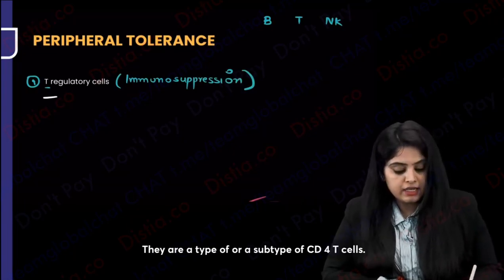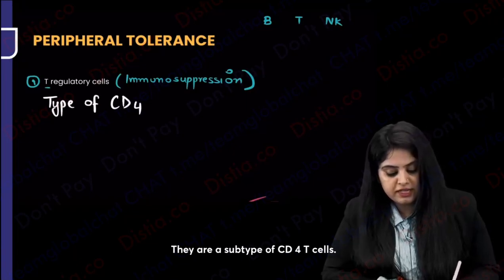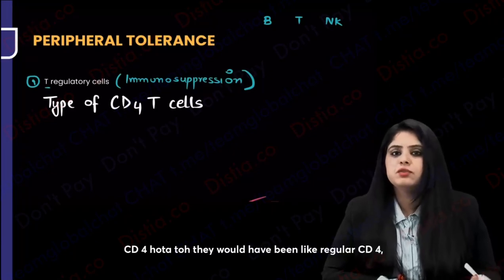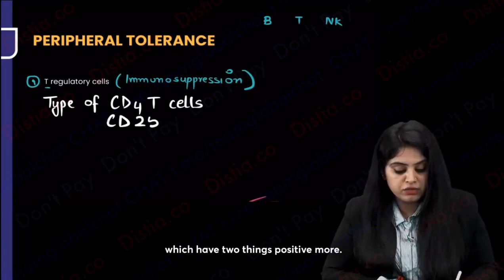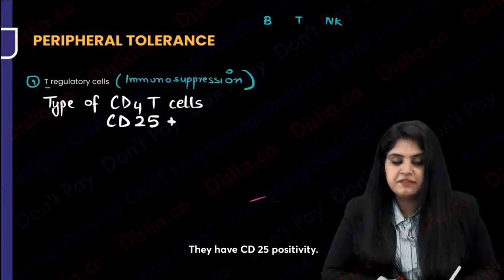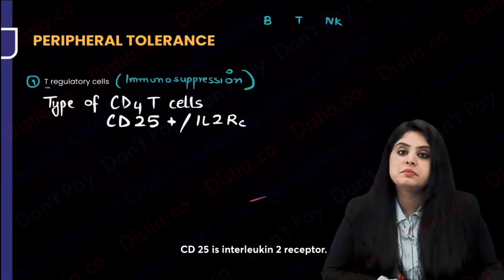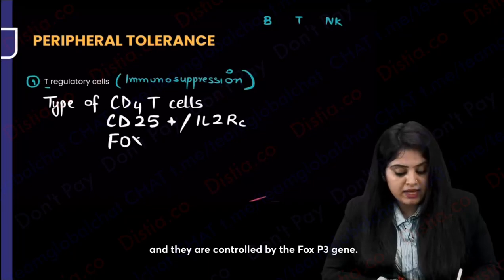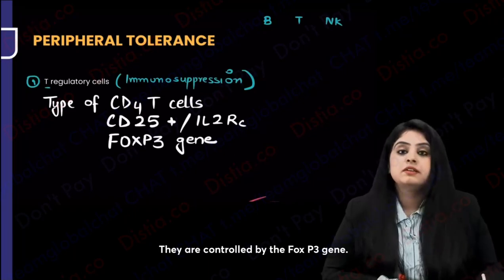They are a type of or a subtype of CD4 T cells. So they are not just CD4. CD4 hota, so they would have been like regular CD4. They are CD4 T cells which have two things positive more. They have CD25 positivity. Do you know what is CD25? CD25 is interleukin 2 receptor. They have CD25 positivity and they are controlled by the FOXP3 gene.